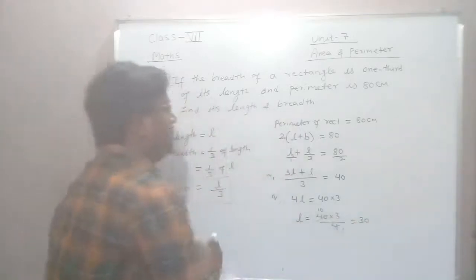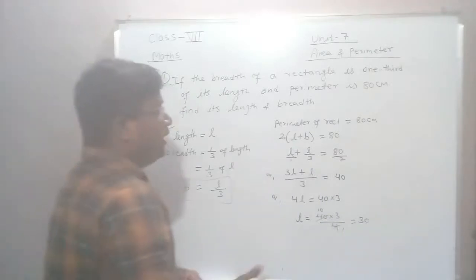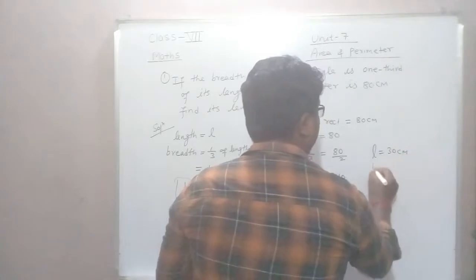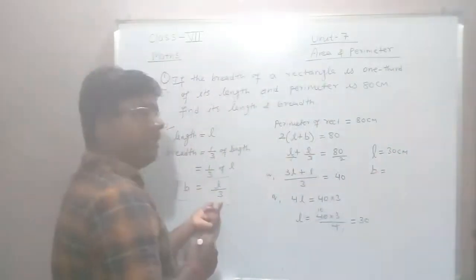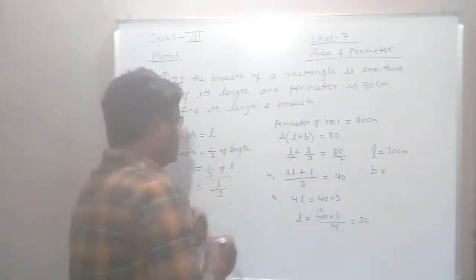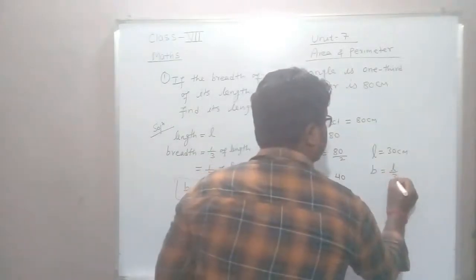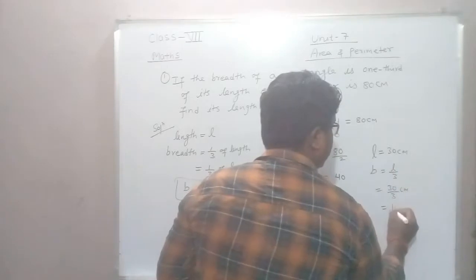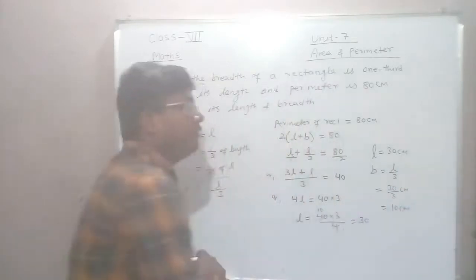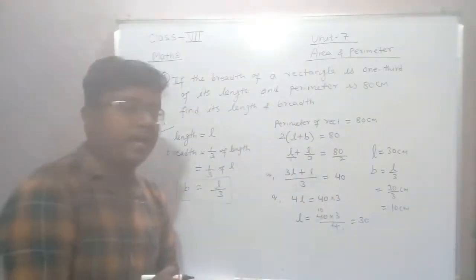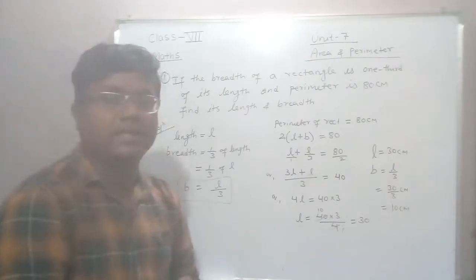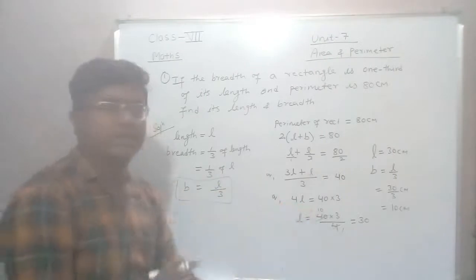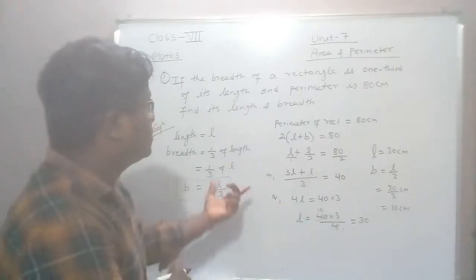So length is what here? According to this question, your length is 30 centimeter, and what is the breadth? Breadth is one third of its length, that is L by 3. So 30 by 3 centimeter, that is 10 centimeter. So we got the value of length as 30 centimeter and breadth as 10 centimeter. The main thing is its condition and its solution here. I hope you have understood this question.